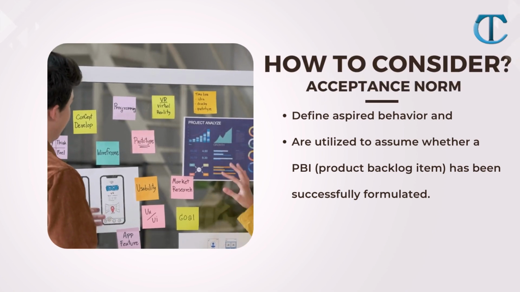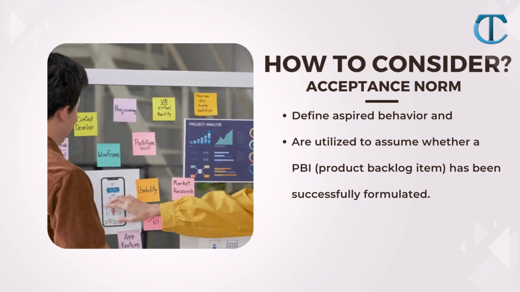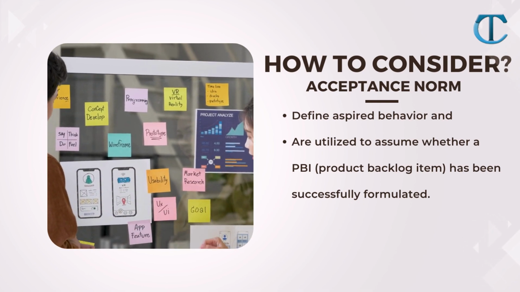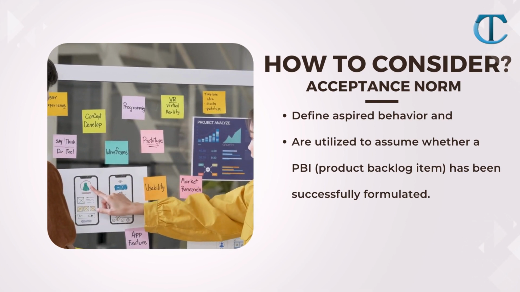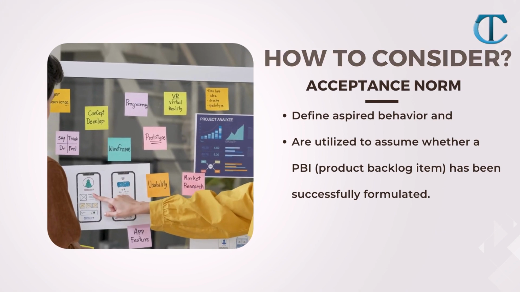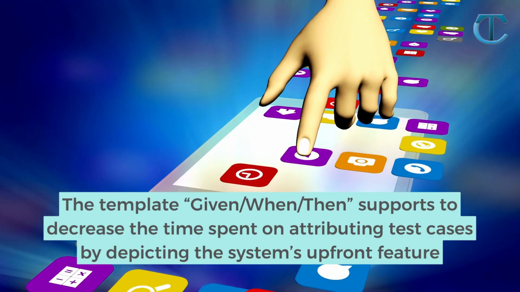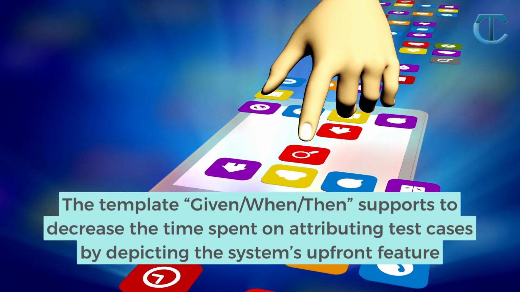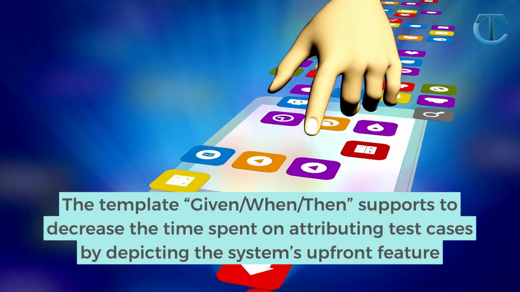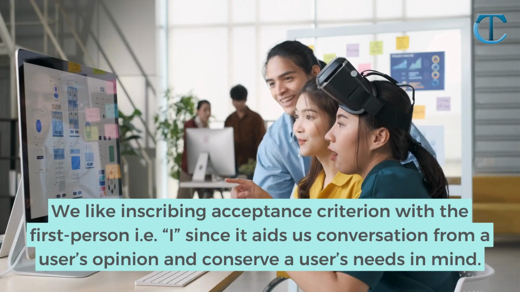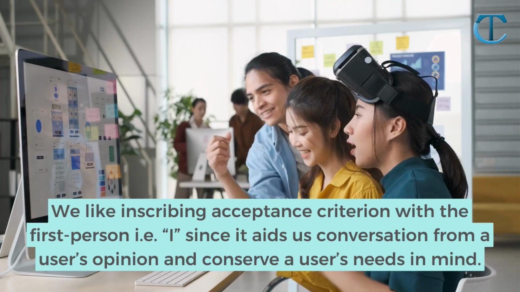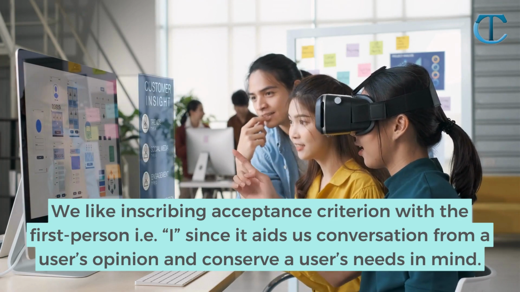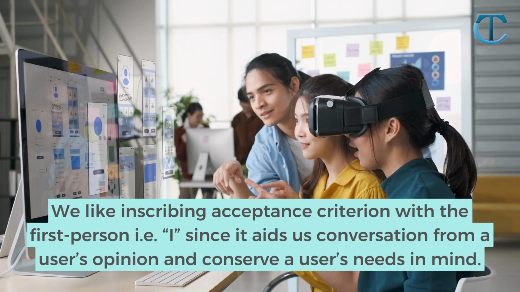How to consider: acceptance criteria define desired behavior and are used to assess whether a PBI, product backlog item, has been successfully implemented. The template, given/when/then, helps to decrease the time spent on writing test cases by depicting the system's upfront behavior. We like writing acceptance criteria in the first person, i.e., I, since it aids us in conversing from a user's perspective and keeping a user's needs in mind.